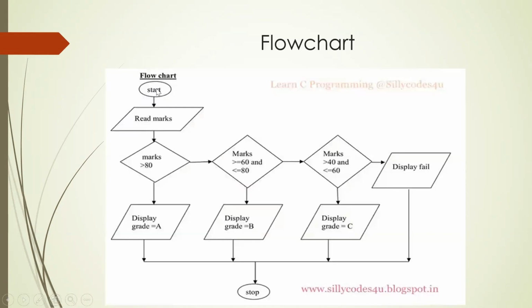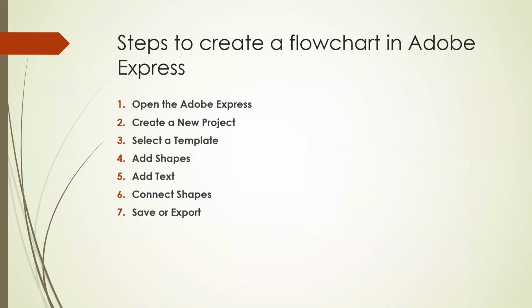So here we are just starting. We will read the marks. Now we'll put the decision boxes because we have 3 decisions. If marks is greater than 80, then display grade A. If marks lies between 60 and 80, display grade B. If the marks lies in the bracket of 40 to 60, display grade C. But if none of the above conditions are met, then you just simply display fail. And all these steps will lead to the stop. So this is how you can create a flowchart for any real life example.